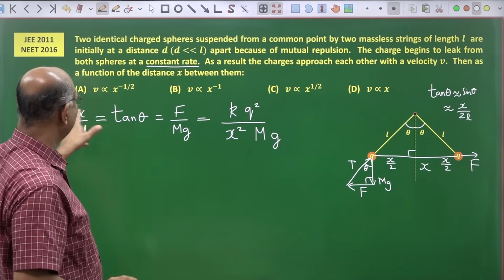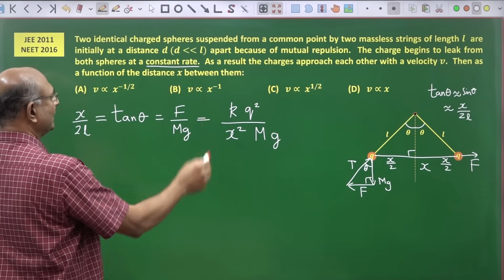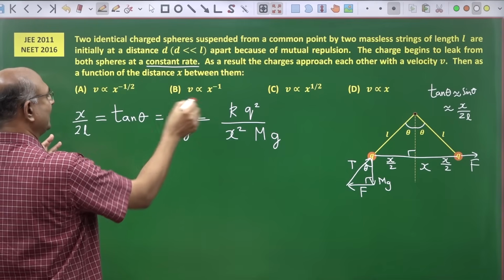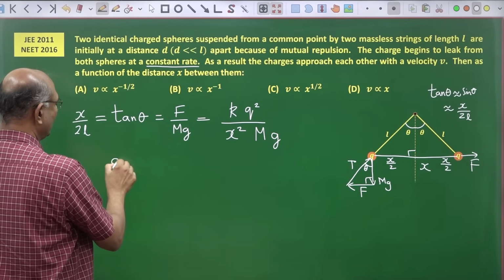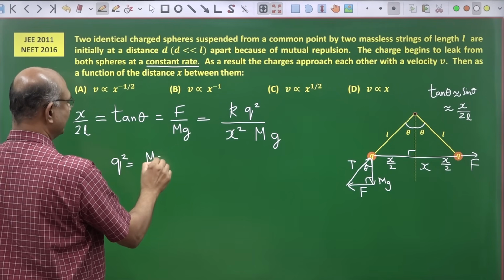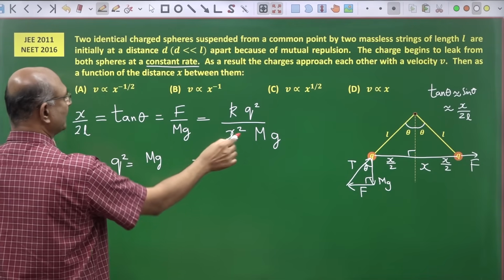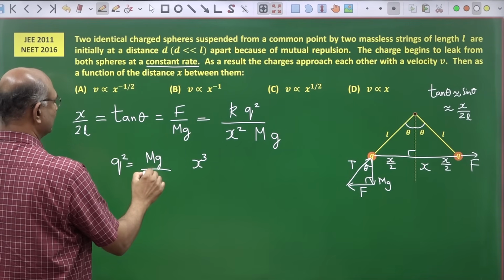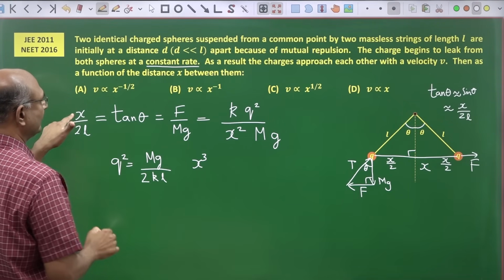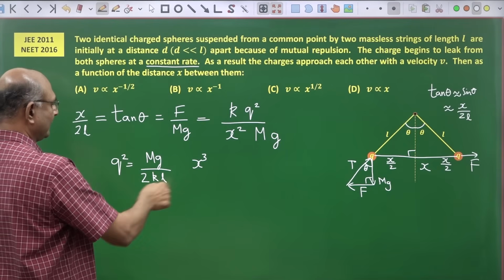Okay, so I've got a nice relationship between x and q. Let me bring all the x's to one side, q's to one side. Keep the q there, and bring all of this here. So mg by 2lk. Q square is mg, x into x square will be x cube, k comes down, 2l, so 2kl. I think I brought everything down. Yeah, so I've got q square like this.